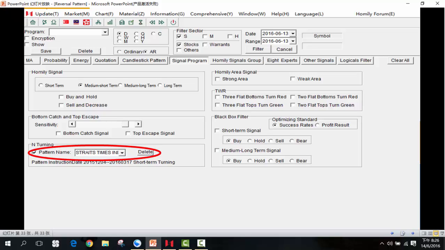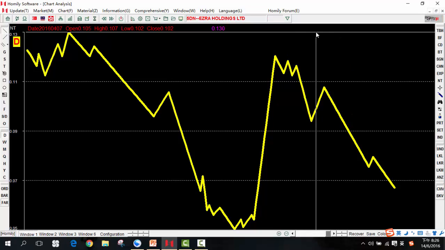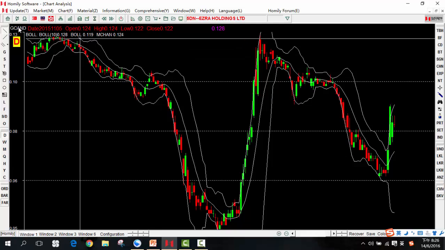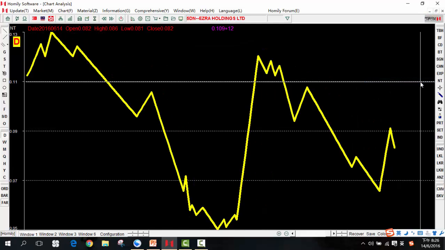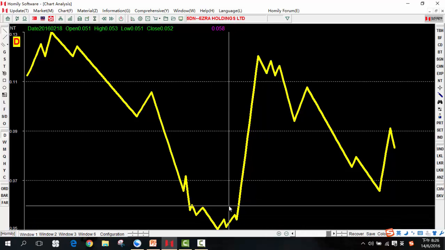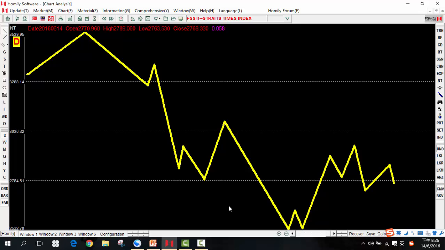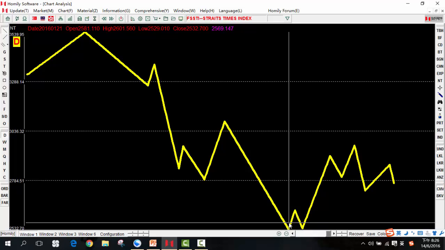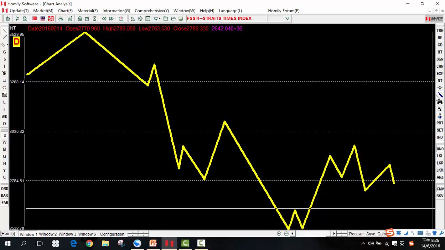So if you want to find some pattern like the STI index, maybe we can click this one, then click filter. But how to do this? Firstly we can use the short-term turning. Okay. This is the short-term turning, but I want to find the bottom like this. This is the STI index. So I want to find some stocks which have these patterns, the double bottom pattern. Okay. So how to do that?